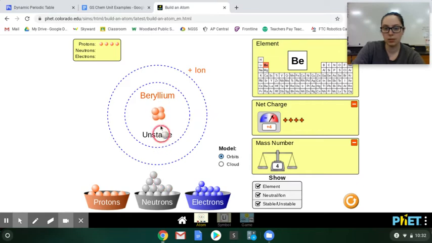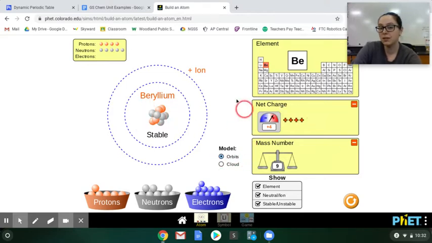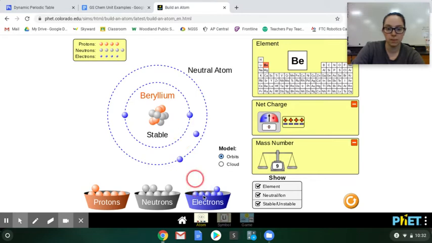This is unstable. Your next task was to add neutrons until it was a stable nucleus. There we go. So I added now 5 neutrons. You can see it up here. 5 neutrons, 4 protons. So my mass number should equal 9. And it equals 9 because if I counted up all my protons and all my neutrons, that was my mass. The net charge right now is +4. Why? Because I see 0 electrons in this beryllium atom. The instructions told you to put 4 electrons. 1, 2, 3, 4. And now we can see our net charge.